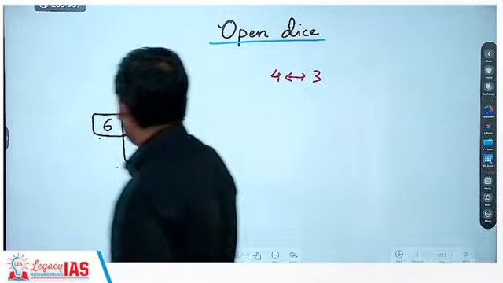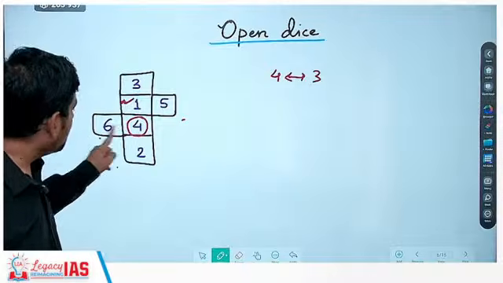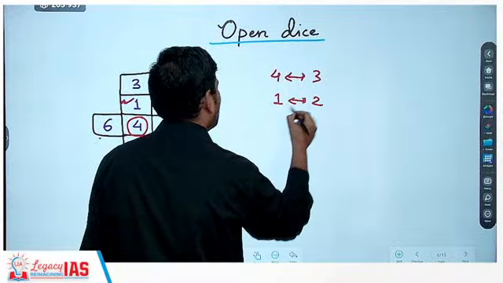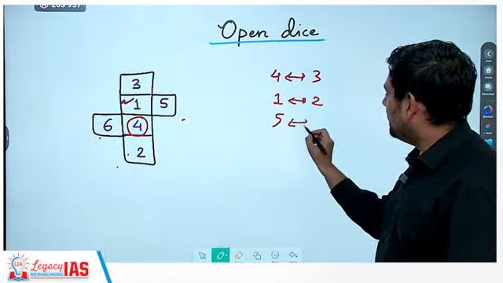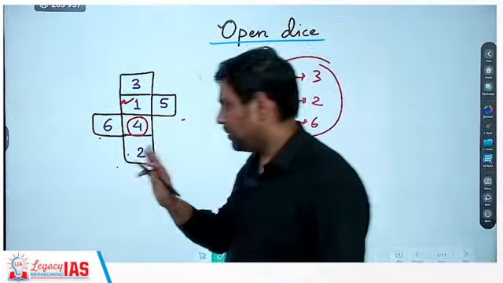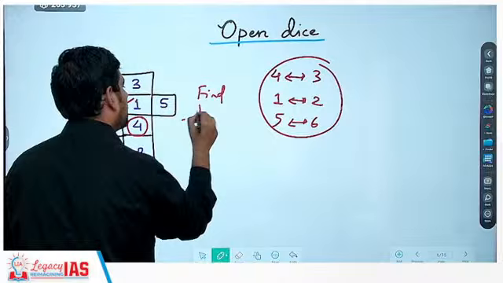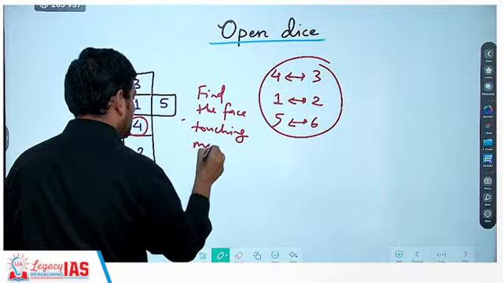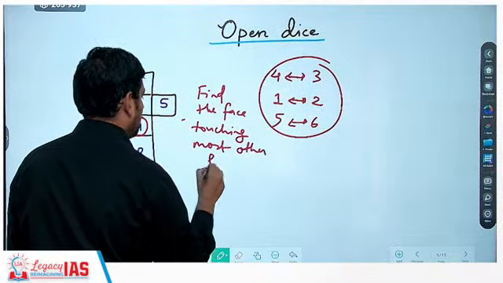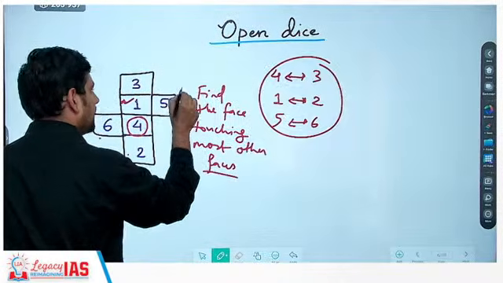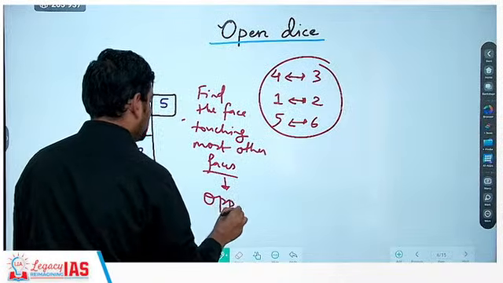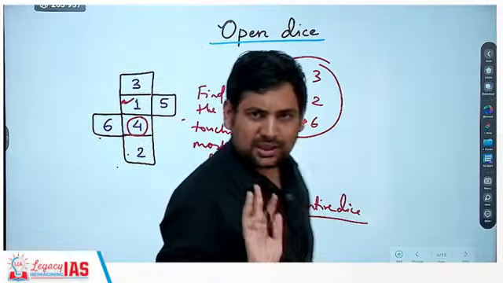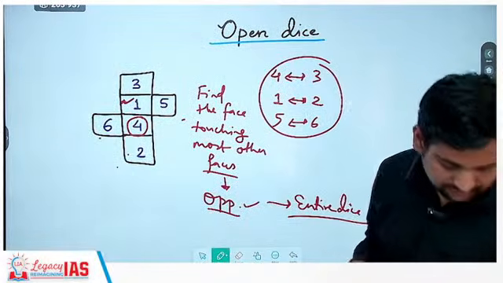Correct? Similarly, let's look for 1. 1 is touching 6, 4, 5, 3 very clearly. It is not touching 2. So that means 1 is opposite to 2. Now whatever remains, so what is remaining? 5 and 6 are remaining. So 5 is opposite to 6. The process is very simple. Find the face touching most other faces, and from this you get the opposite for that particular face and then for the entire dice. As simple as this. Okay, understood?